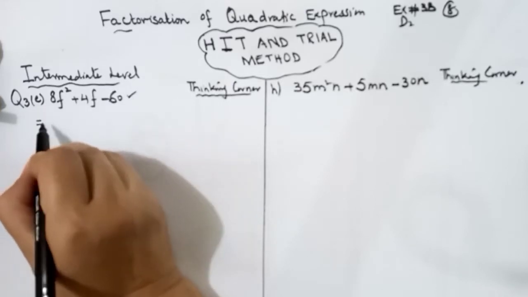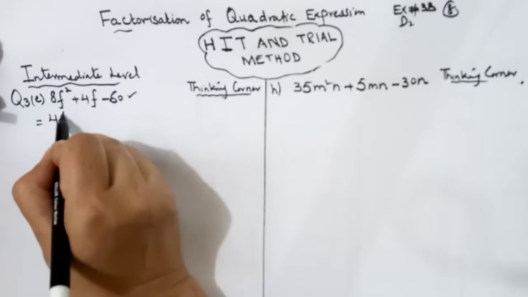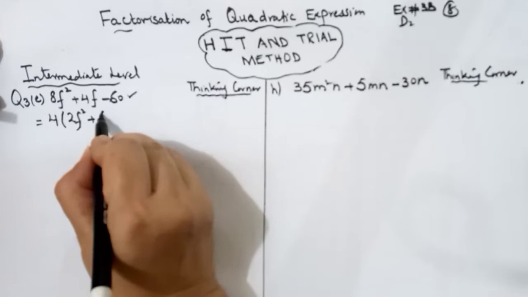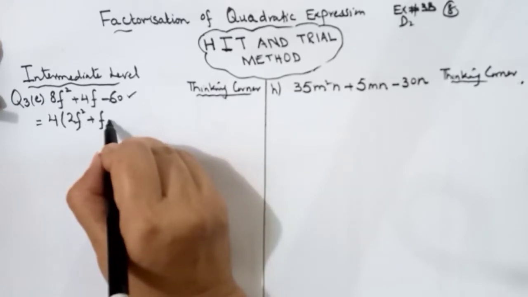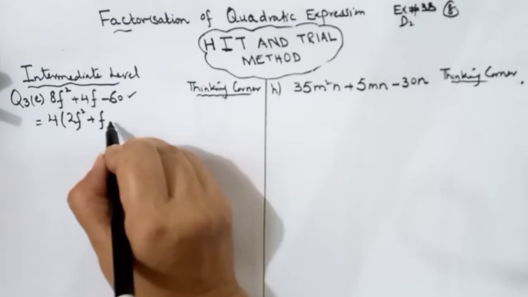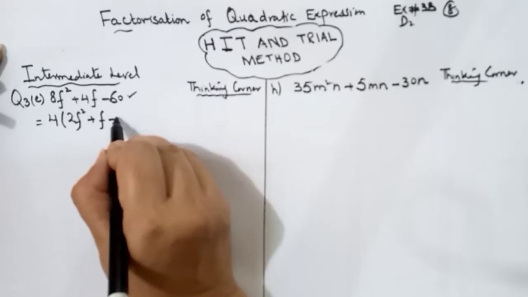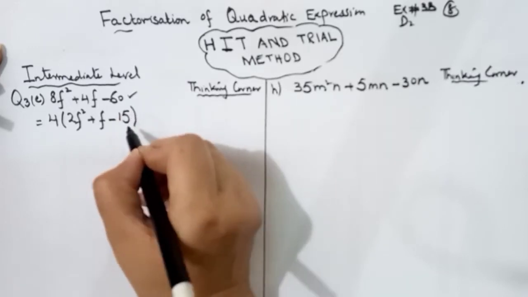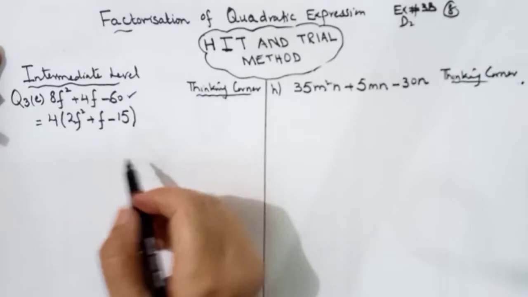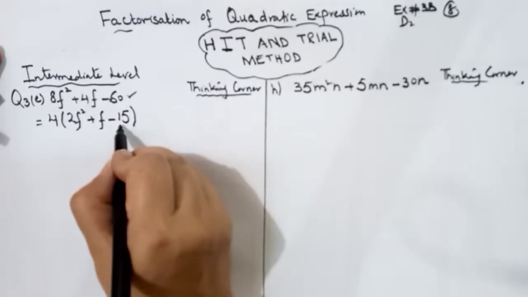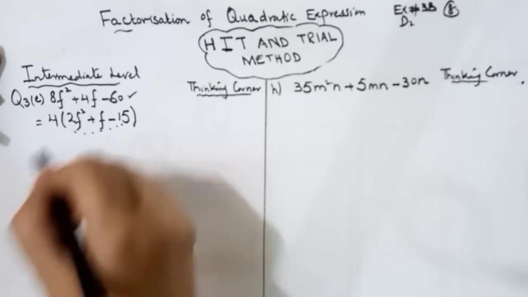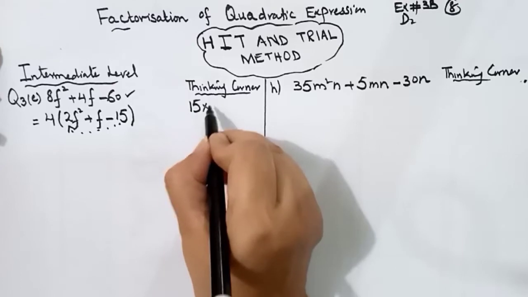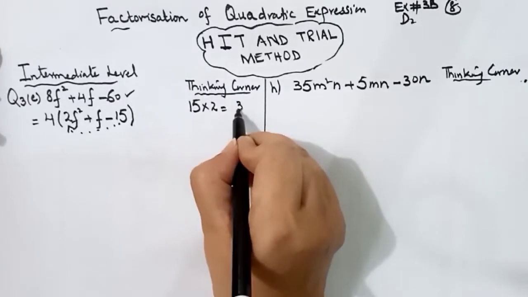So I will extract 4 out, and inside the bracket I'll write 2f square plus f, because 4 is out, and then I have to think, 60 comes how many times in the table of 4? That is minus 15. So here I have to write minus 15. Now my expression is in more simplified form. Then recall my previous lesson: we have to multiply the constant with the coefficient of the term having f square, that is 15 multiplied by 2, and that comes 30 with minus sign.